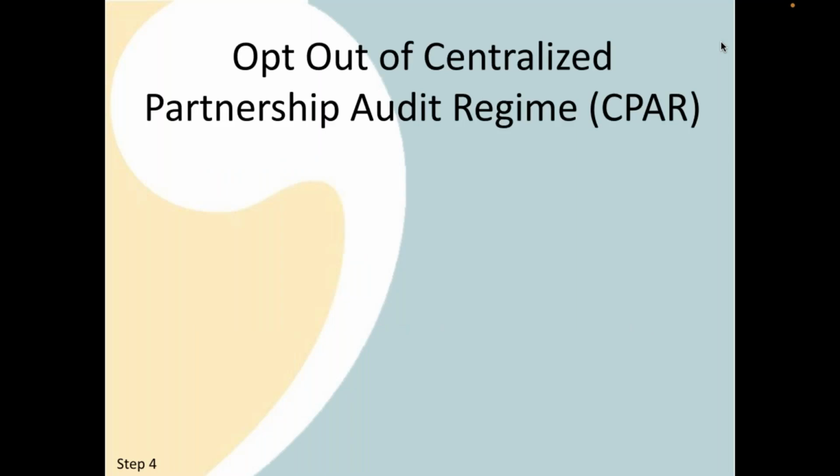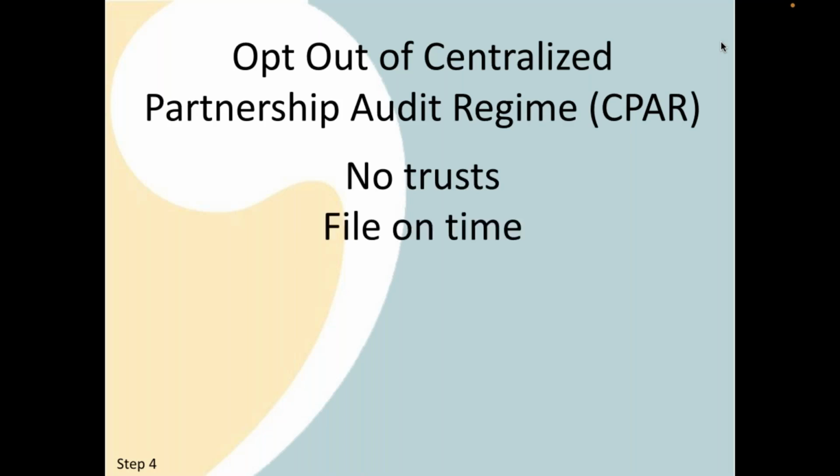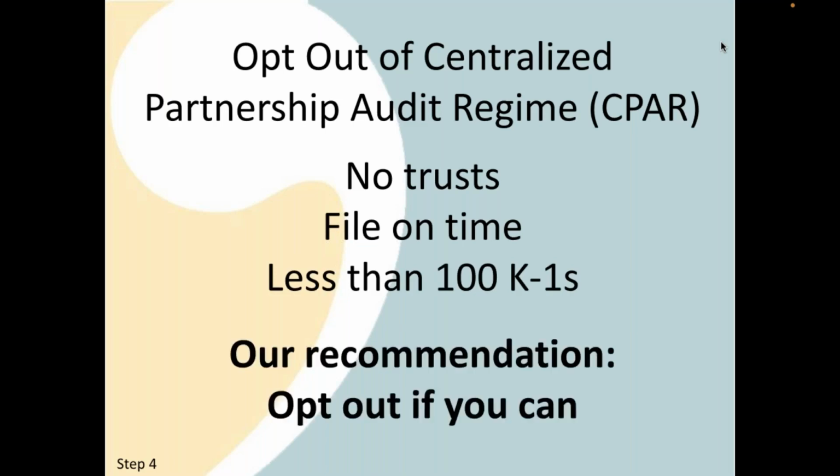If you answer yes to both questions, you may be eligible to opt out of the CPAR audit requirements. CPAR stands for Centralized Partnership Audit Regime. Here are the requirements you'll need to meet to opt out. You can't have any trusts as members of your club. You need to file your tax return and distribute tax documents to your members by March 15th, or file a valid extension by then. And your club can only have 100 or less K1 forms to distribute for the year. We recommend that you opt out if you can.